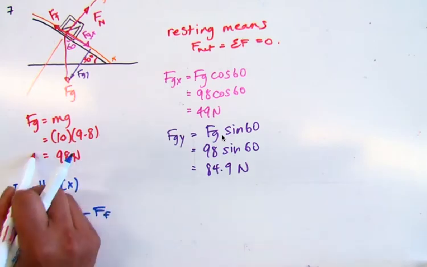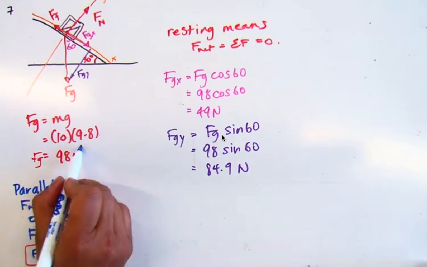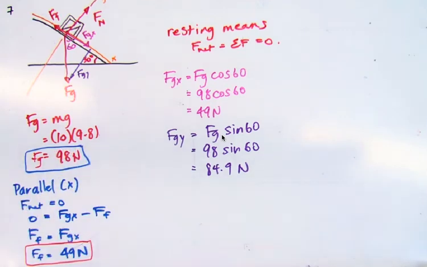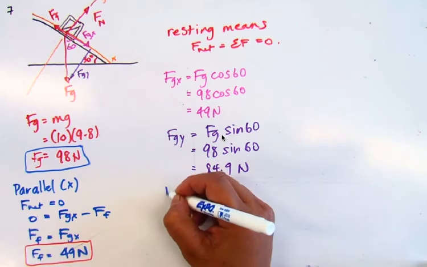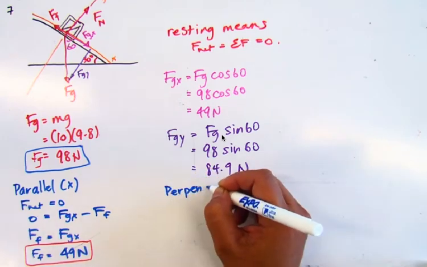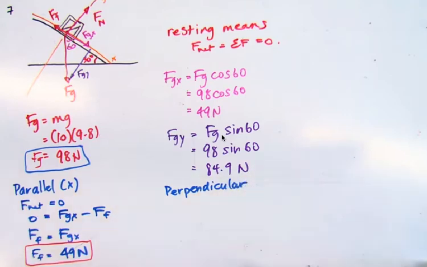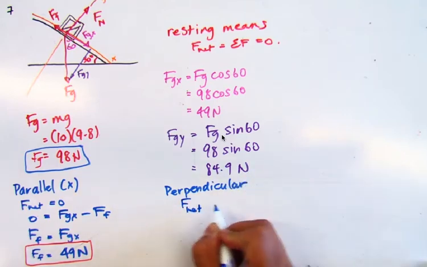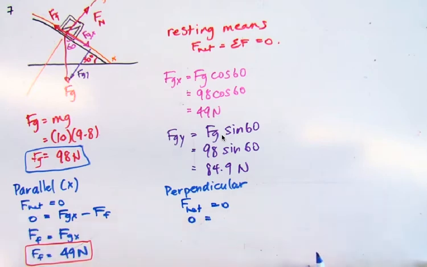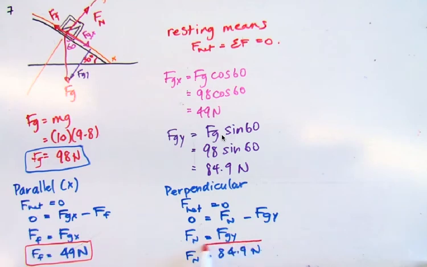So that's the answer, the value of FF. So that's one of them, and the last one we need to figure out is the normal force. In order to do that, we'll look at the perpendicular direction. So perpendicularly, again, F net equals 0. So 0 equals the sum of the forces. In this case, all we have is Fn minus FGY in the y direction. So that means Fn has to equal FGY, and we know what that is, so Fn equals 84.9 newtons, and that's the answer. So we have all of our values.